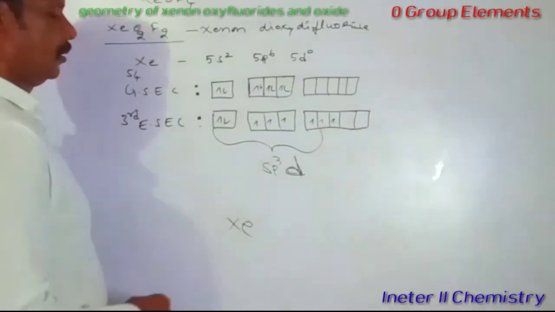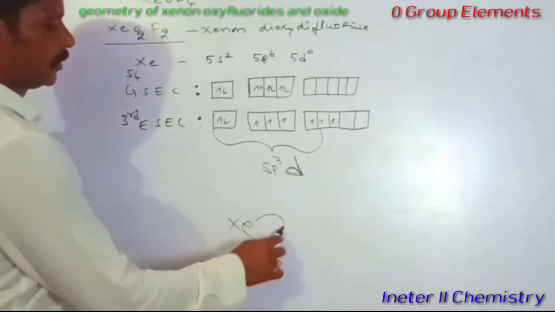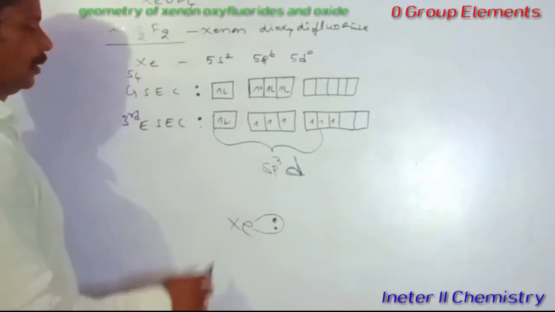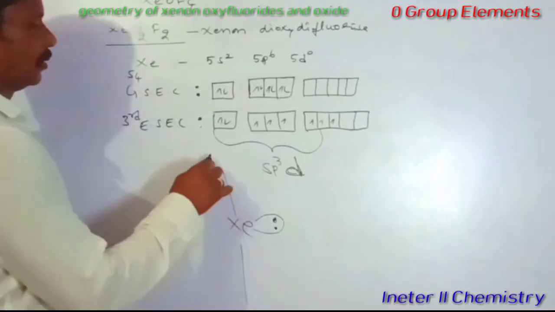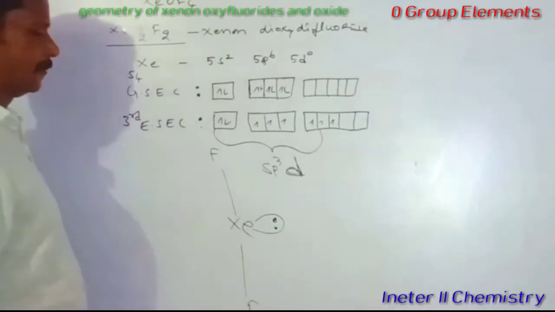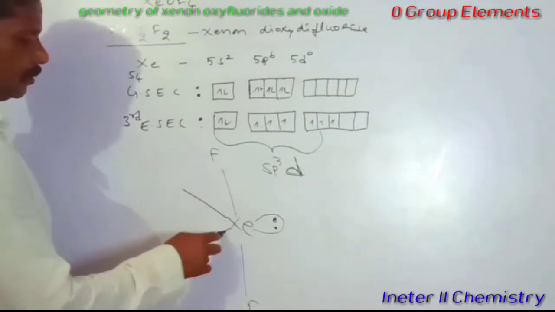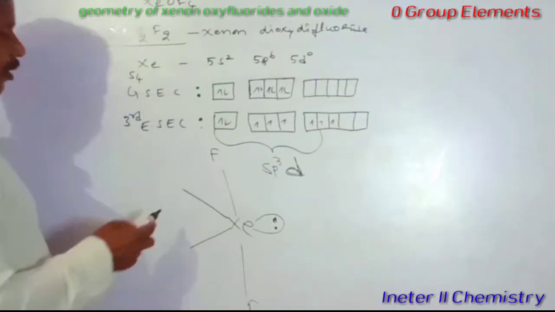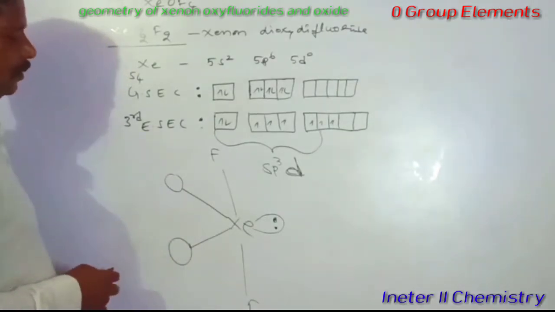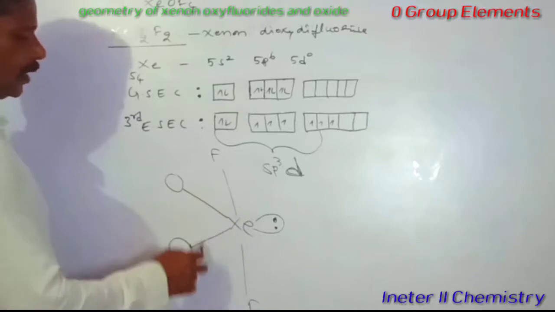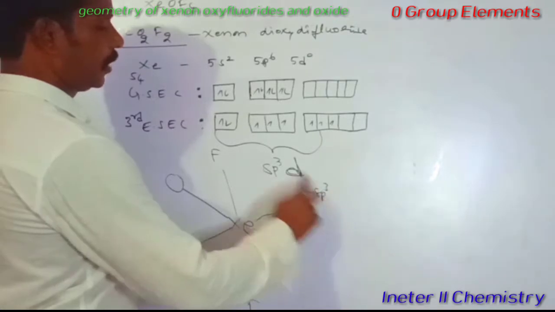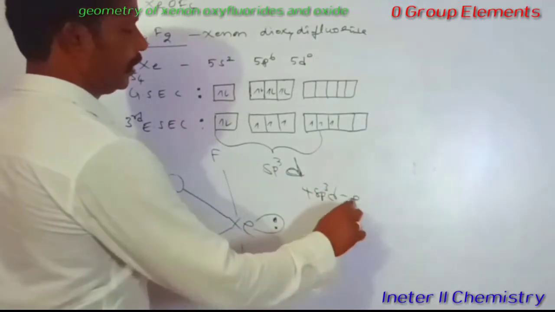So here it is xenon. The xenon contains one lone pair of electrons in an sp3d orbital. 2 orbitals directly overlap with the 2p-z orbitals of the 2 fluorine atoms. The remaining sp3d orbitals overlap with the oxygens. So totally how many sigma bonds here? 4 sp3d-p sigma bonds are formed.